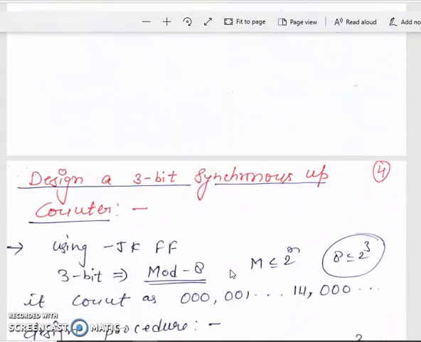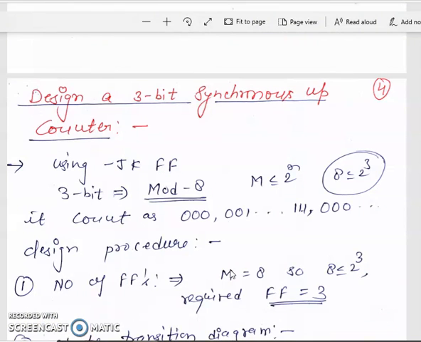So we take one example for the design process of a synchronous counter. Here we take the example: design a 3-bit synchronous up counter. 3-bit means the number of flip-flops required is 3, that is the number of bits n. How many states are there? That is the mod. Mod m should be less than or equal to 2 to the power n, that is, 8 is less than or equal to 2 to the power 3. It counts 0 to 7 and then repeats itself, meaning it counts 8 pulses.